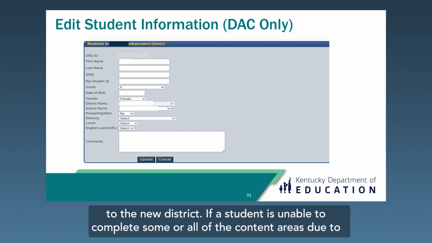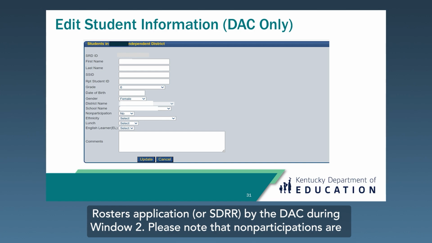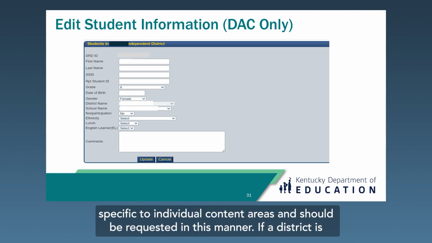If a student is unable to complete some or all of the content areas due to medical or other reasons, a non-participation will be filed in the Student Data Review and Rosters Application, or SDRR, by the DAC during Window 2. Please note that non-participations are specific to individual content areas and should be requested in this manner.